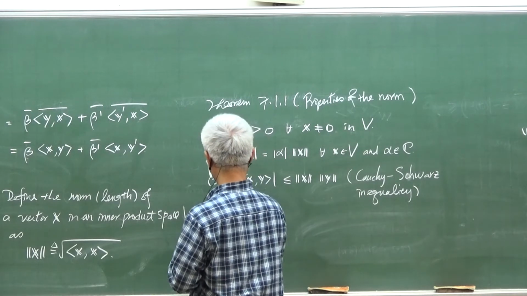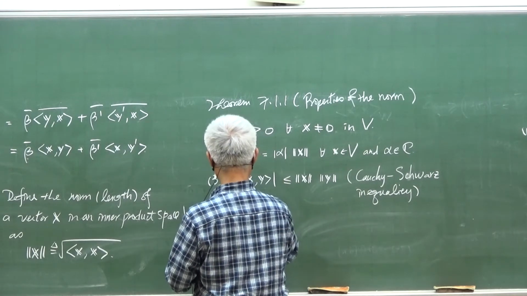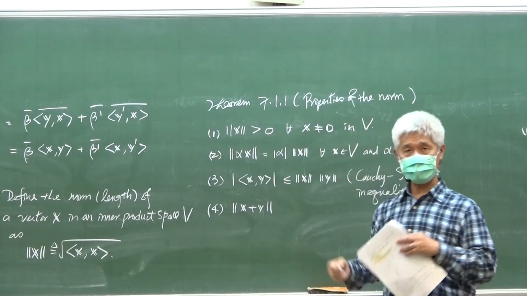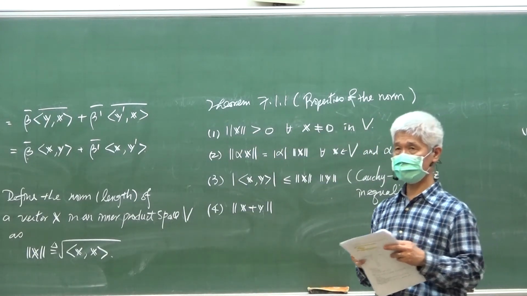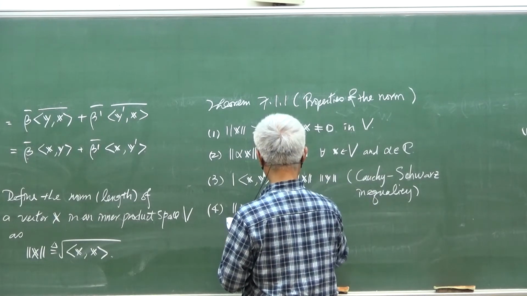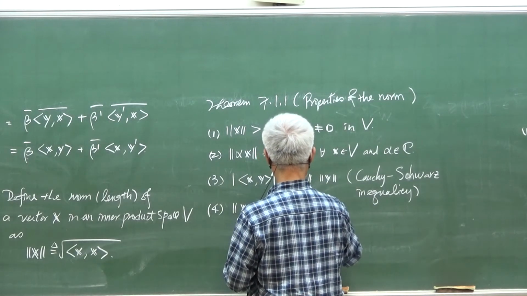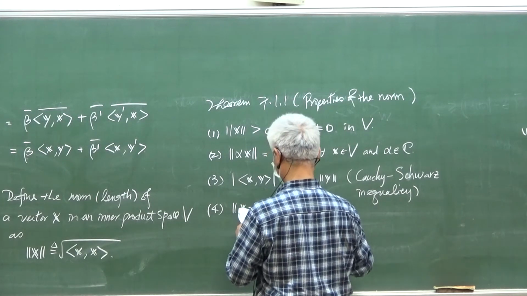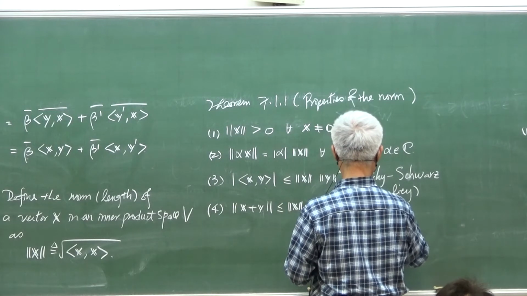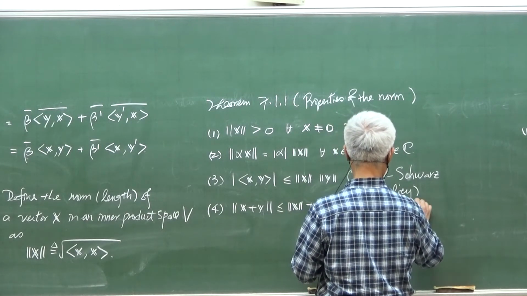We also have the triangular inequality. The length of the sum of two vectors in an inner product space is bounded by the sum of their lengths. So this is called the triangular inequality.